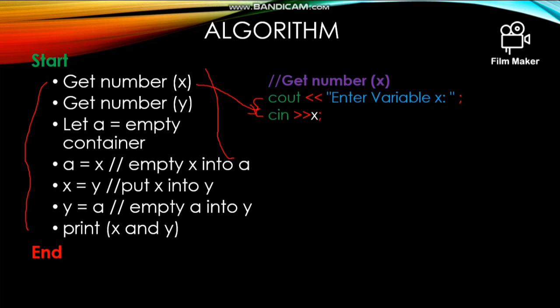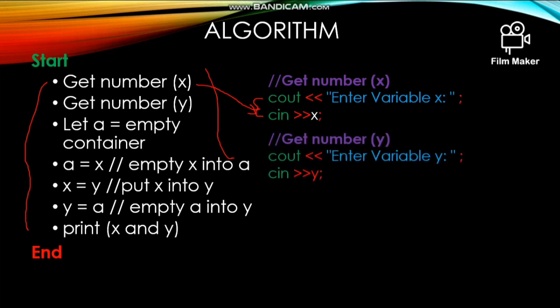We will get the number X from the user. It will first prompt the user on the screen to enter a number, and the cin will pick it. The next line is to get what? The number Y. And the same way we prompt the user and then we pick it. So this will also pick what? The X, the Y from the user, sorry.